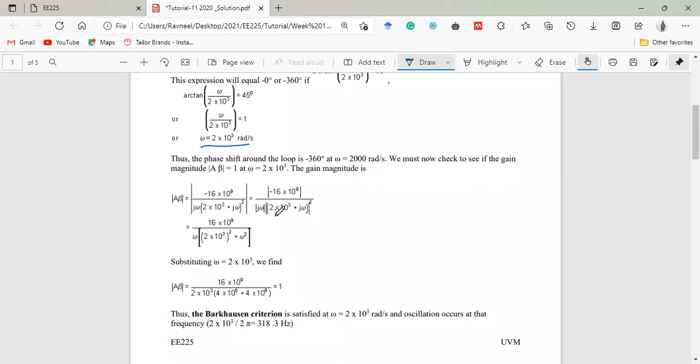The magnitude of this is going to be basically 2 times 10 to the power of 3 squared minus 8 times p. Okay, it will be plus j omega squared, whole thing squared. Okay, it's right, right? The magnitude of these will be basically real value squared plus j omega squared, and then whole thing root of it, right?